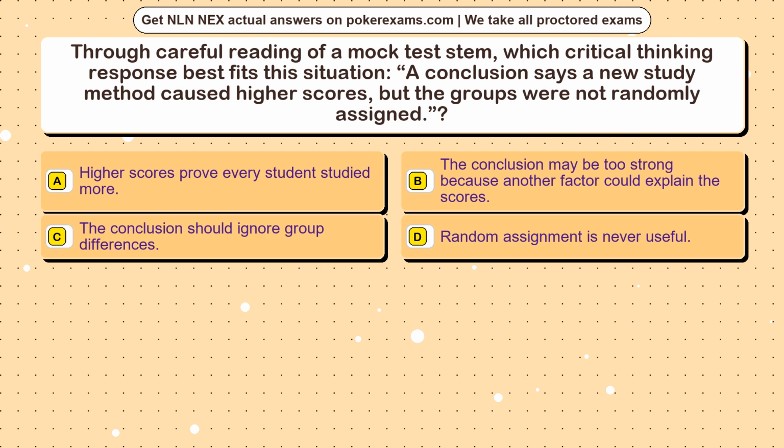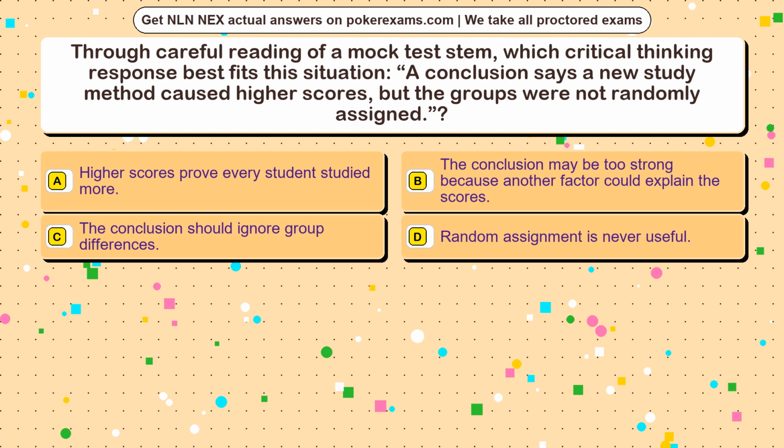Question 25. Through careful reading of a mock test STEM, which critical thinking response best fits this situation? A conclusion says a new study method caused higher scores, but the groups were not randomly assigned. Option A, higher scores prove every student studied more. Option B, the conclusion may be too strong because another factor could explain the scores. Option C, the conclusion should ignore group differences. Option D, a random assignment is never useful.